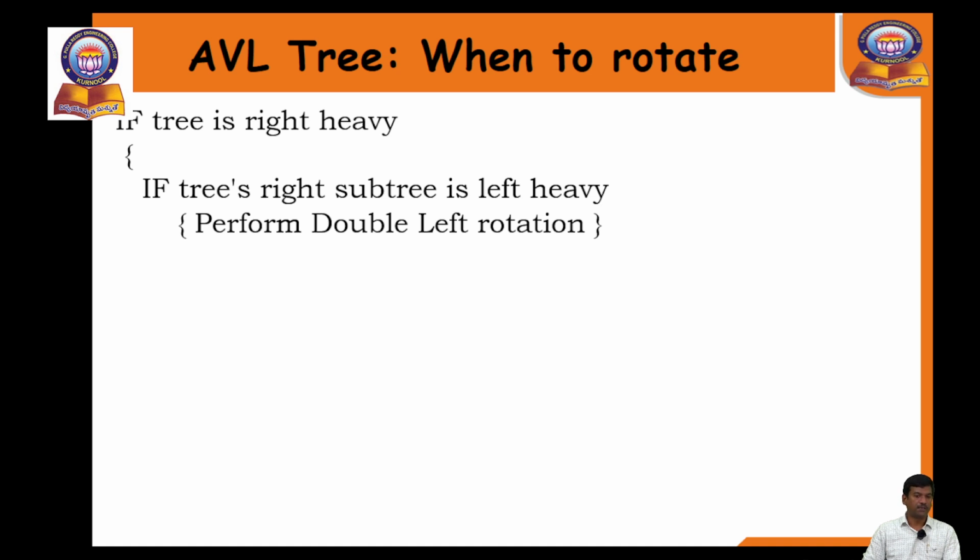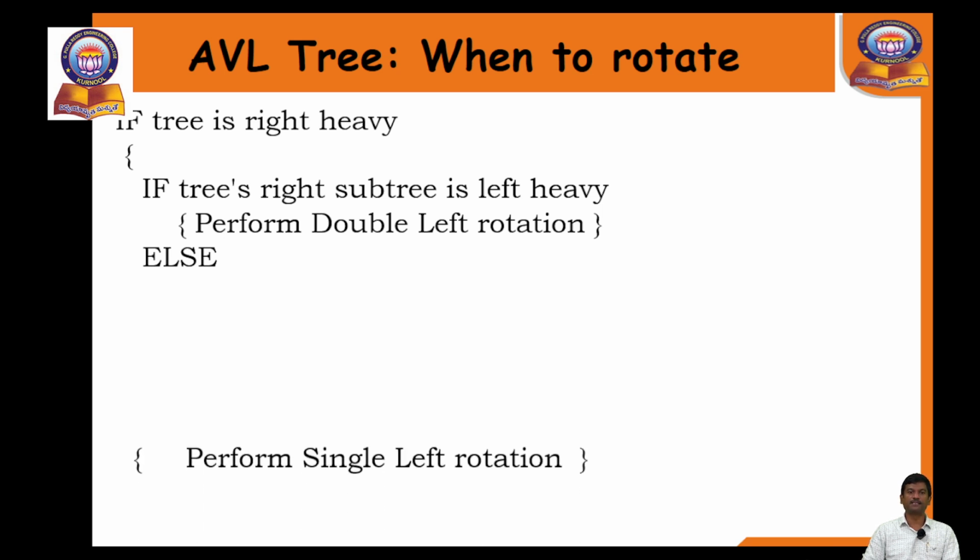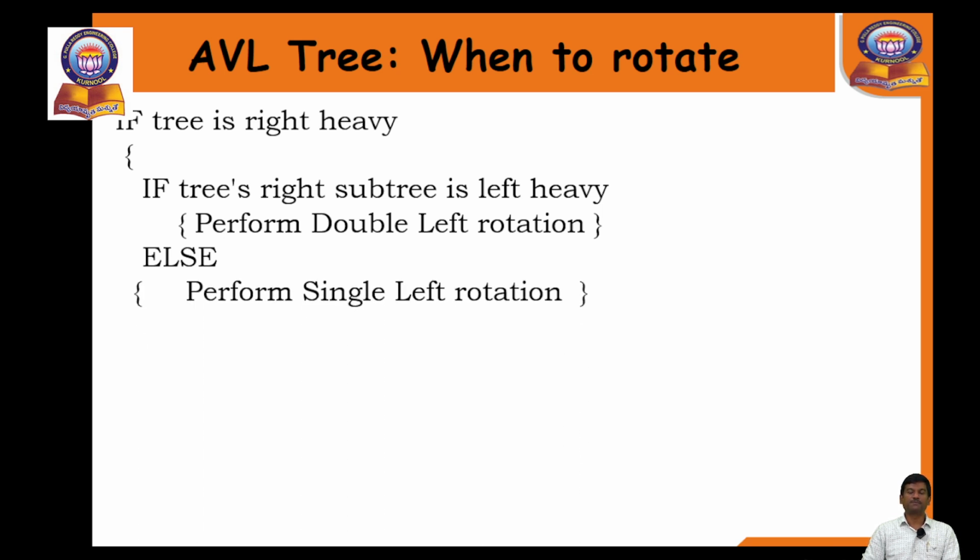And similarly, if this condition is false, that is, if the tree is right heavy and the tree's right subtree is not left heavy, then the else part will be executed. That is, perform a single left rotation. So a single rotation is involved.